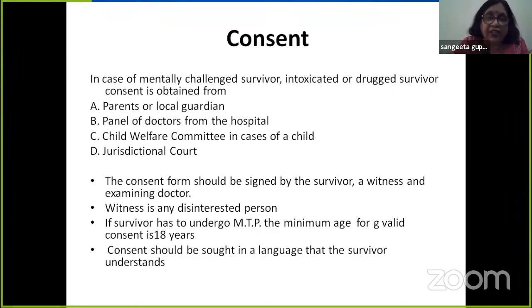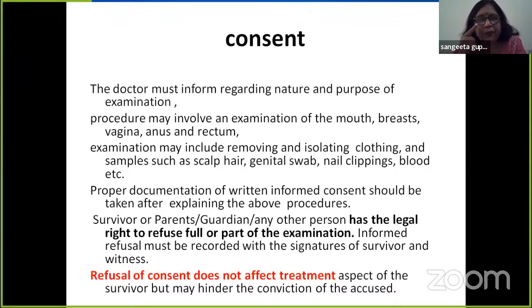And consent has to be a detailed, informed consent. It can be obtained from parents, a panel of doctors, the CWC or the jurisdictional court. The consent should be signed by the survivor, a witness, and the examining doctor. A witness is any disinterested person. If the survivor has to undergo MTP, then the minimum age for valid consent is 18 years. For any surgical procedure, the age is 18 years. Consent should be sought in a language that the survivor understands.